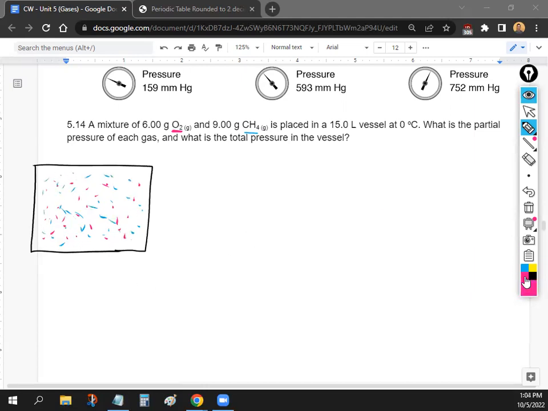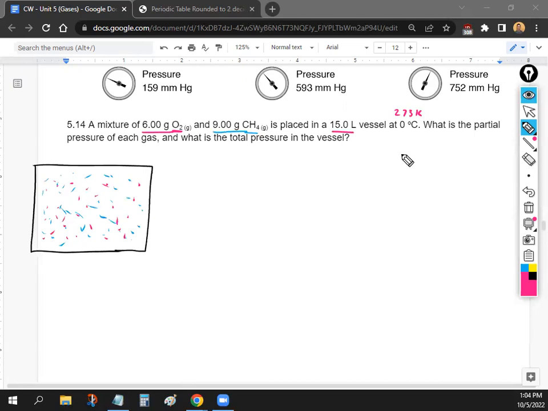See that comment reflected in your grade. Okay, anyway, so inside you got 6 grams of O2 and you got 9 grams of methane. Okay, it tells us the container is 15 liters and the temperature is at 0 degrees Celsius, so 273 Kelvin. It's asking us what is the partial pressure of each gas and the total pressure inside of this container.